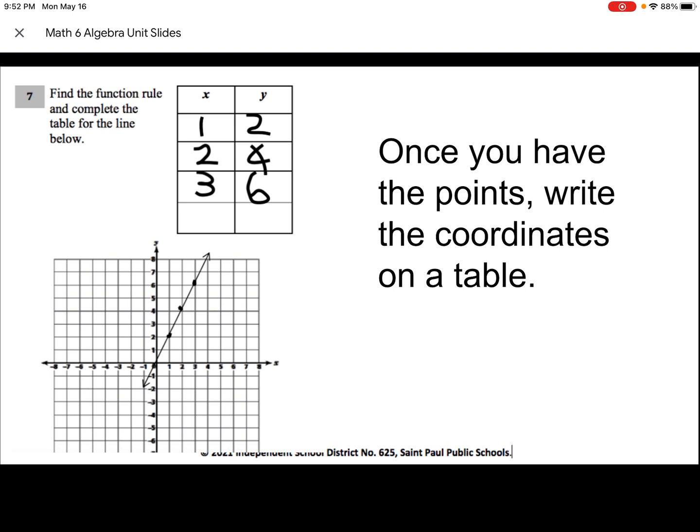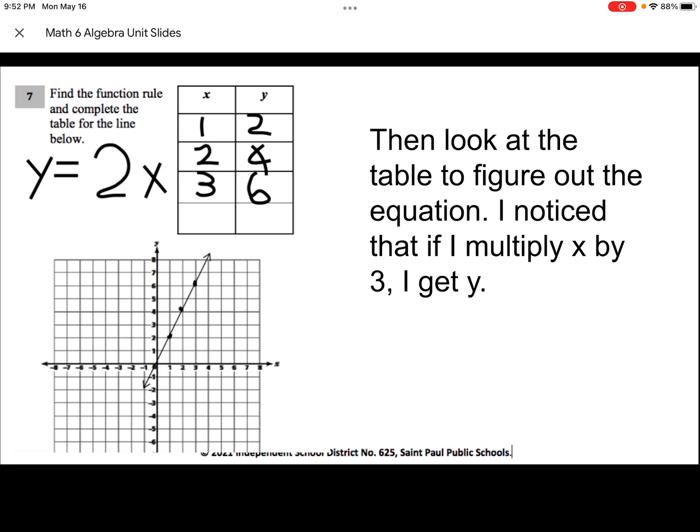You see how those are just right on the points where they intersect. They're not in the middle of a square. They're just at that intersection where the grid lines meet. And then once I have that, I can look at the table and figure out the equation, which is y equals 2x, right? 2 times 1 is 2. 2 times 2 is 4. 2 times 3 is 6.